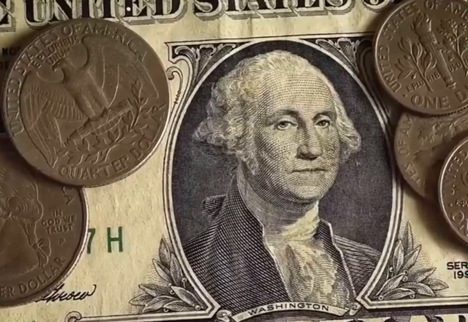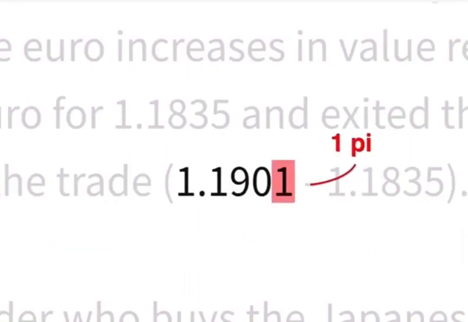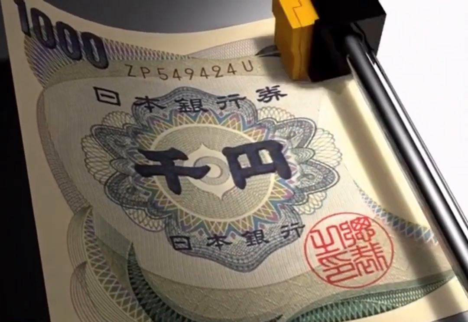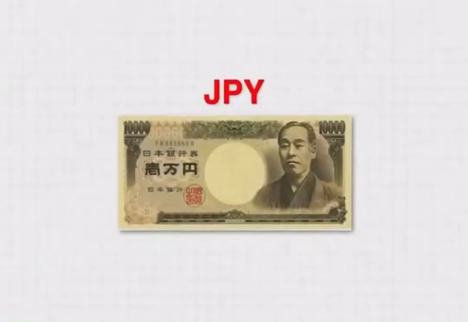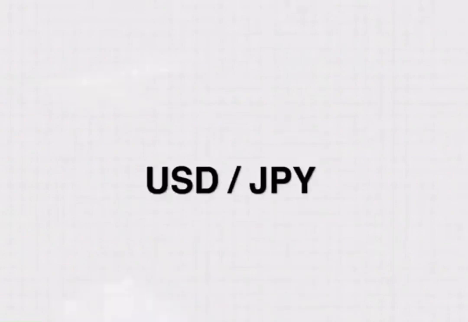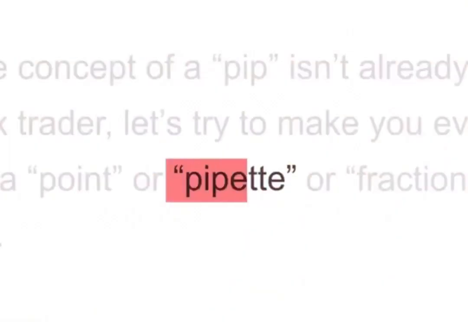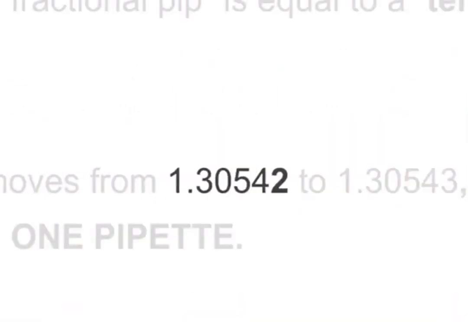Most currencies are written to the 4th decimal place, with the 4th decimal place representing 1 pip. However, some exceptions buck this trend, such as with the yen-crossed pairs. The Japanese yen is often quoted to 2 decimal places. So a 1 pip gain would be 146.22, rising to 146.23. There's also a pipette, which is a fractional pip that is 1/10 of a pip and is represented by the 5th decimal place.